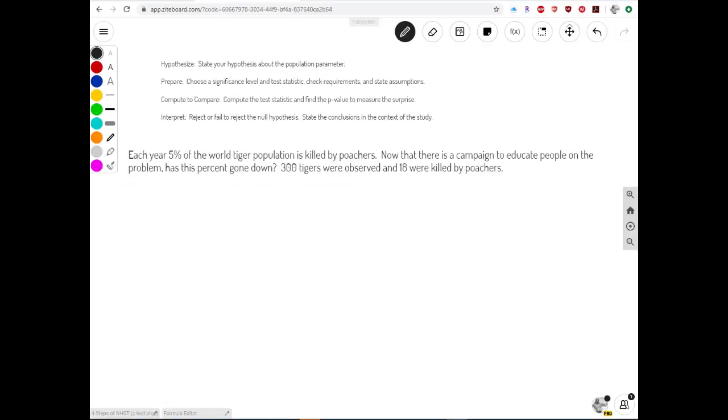Okay, here I've gone ahead and posted the information that we need on Ziteboard. I've posted 2 things. First, I've posted the hypothesis steps at the top: hypothesize, prepare, compute to compare, and interpret. And then I've also cut-pasted the problem that we're going to be working with. Okay, so let's do each one of these in a different color. Let's start with green. We'll do hypothesize in green.